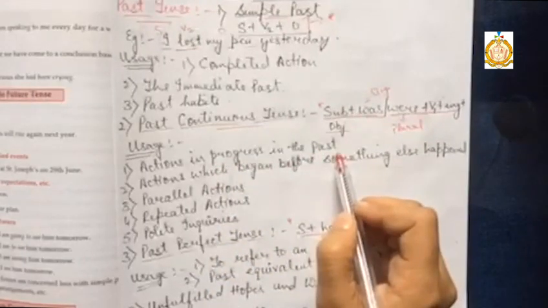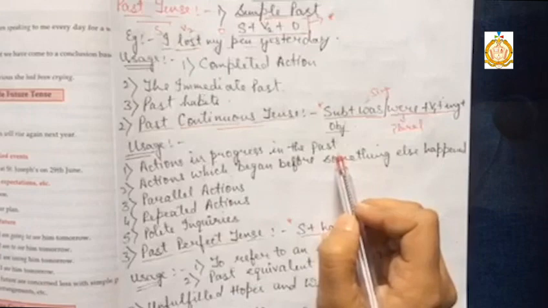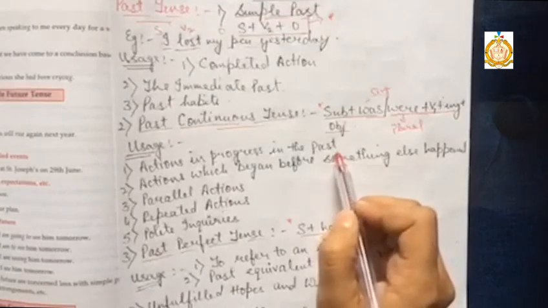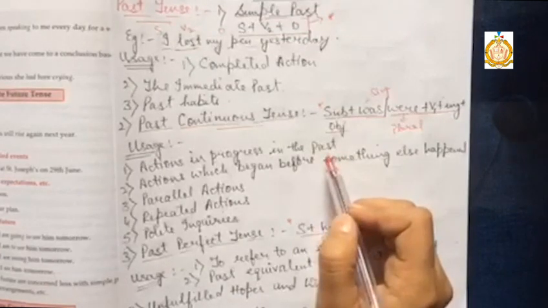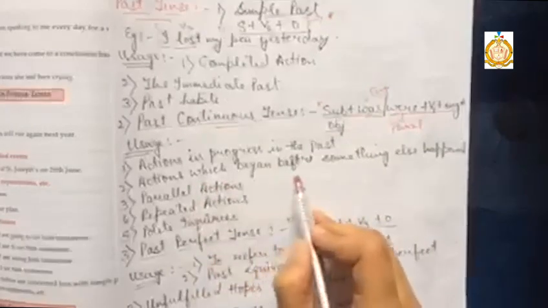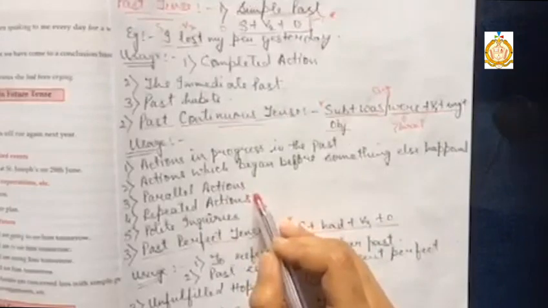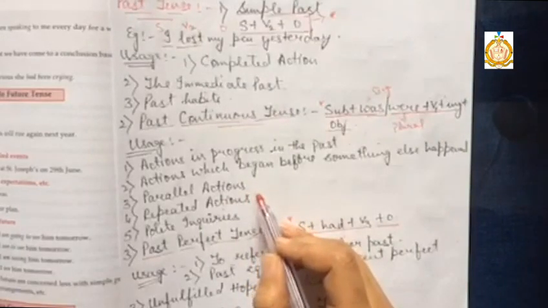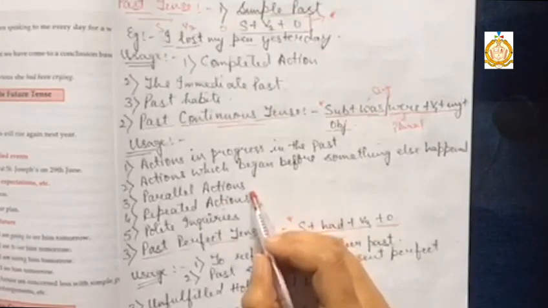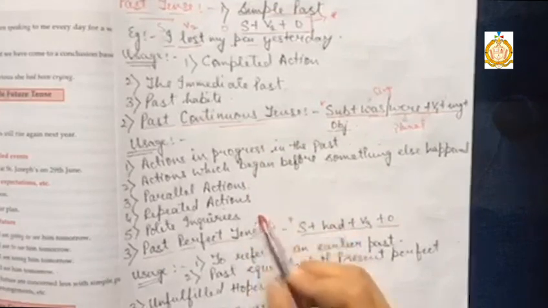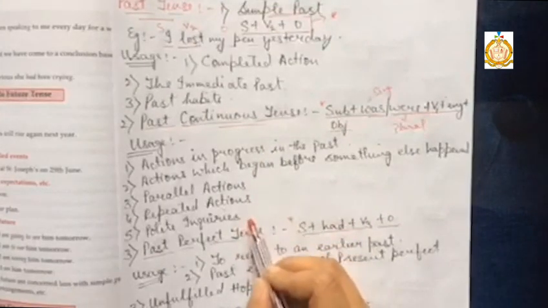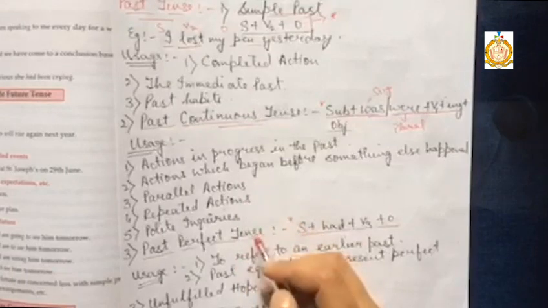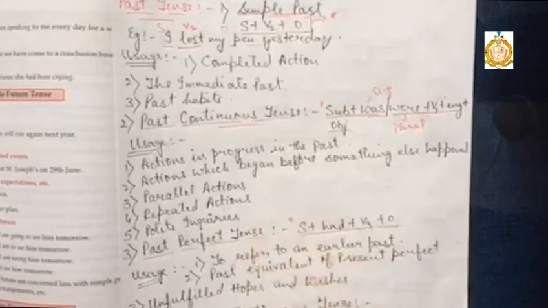How is it used? It is used to show the actions which are in progress in the past. The actions which were going on in the past over there, continuous actions. So those actions will be shown by using past continuous tense. Actions which began before something else happened. Parallel actions. If two particular actions were going on side by side in the past, those actions will be shown by using past continuous tense. Then repeated actions, polite inquiries, all these will be shown using past continuous tense.